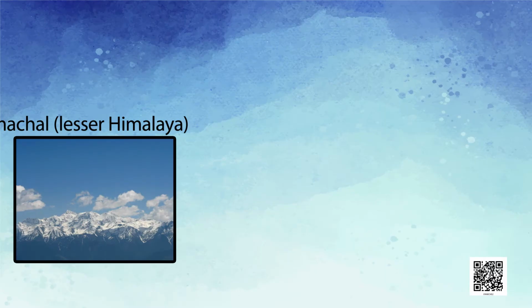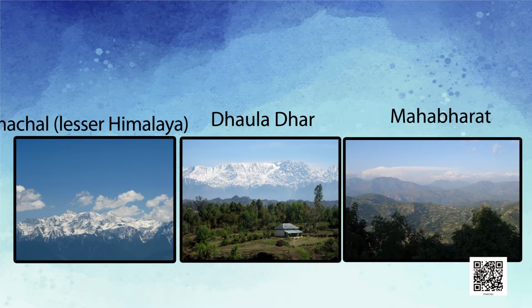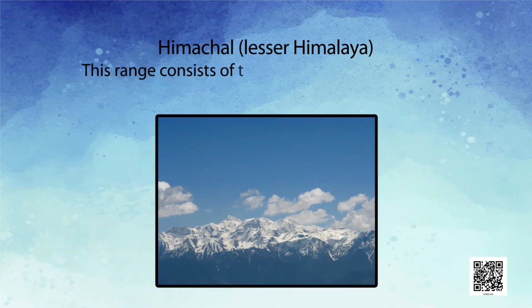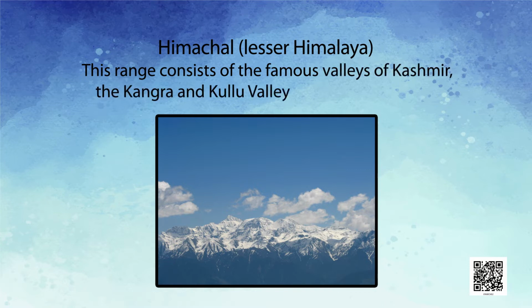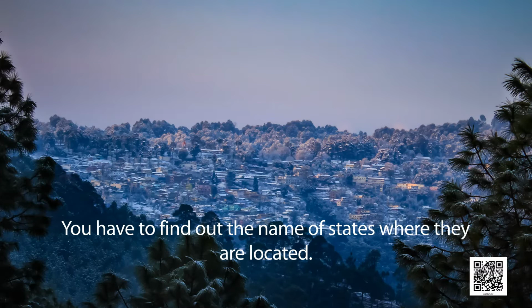While the Pir Panjal range forms the longest and the most important range, the Dhauladhar and the Mahabharat ranges are also prominent ones. This range consists of the famous valley of Kashmir, the Kangra and Kulu valley in Himachal Pradesh. This region is well known for its hill stations like Mussoorie, Nainital and Ranikhet. Now you have to find out the name of states where they are located.